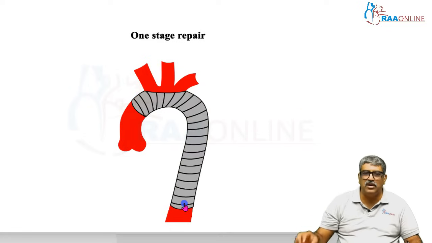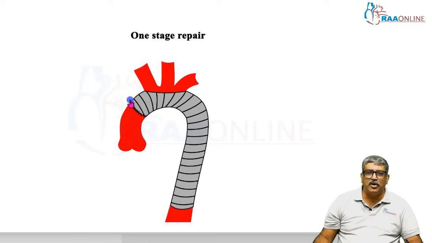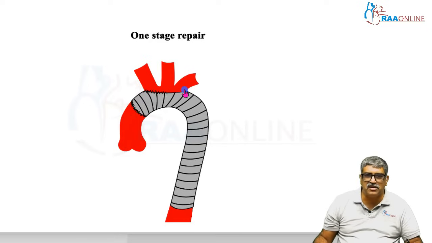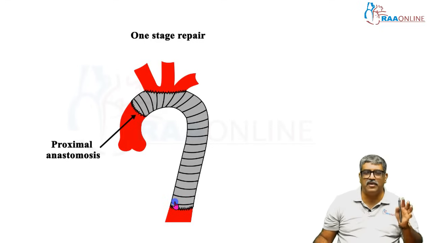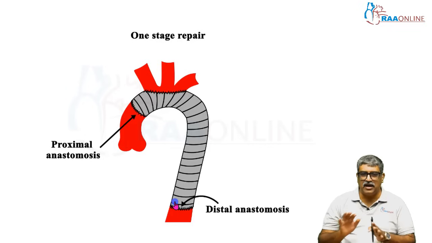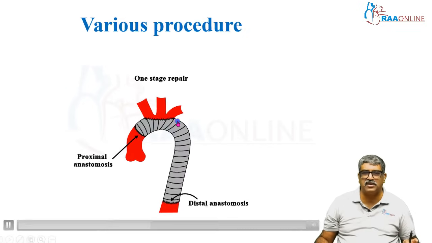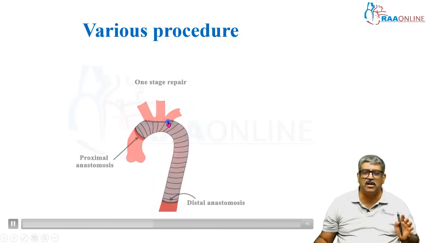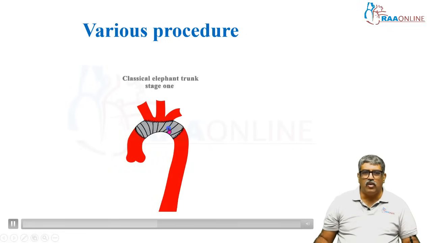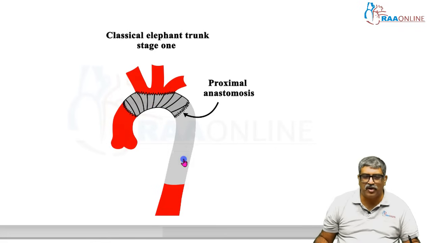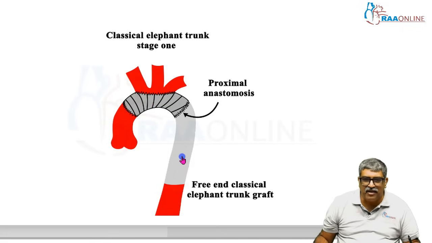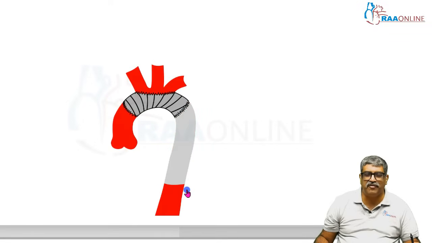You put one conduit and you do the proximal anastomosis, the three vessel anastomosis, and the distal anastomosis. This is the one stage repair with only surgery. Here you do only the surgery: proximal, distal, and the vessels are anastomosed. Now coming to classical elephant trunk, stage 1, you put the conduit and you put an elephant trunk. This is an elephant trunk stent graft where you have a free end.